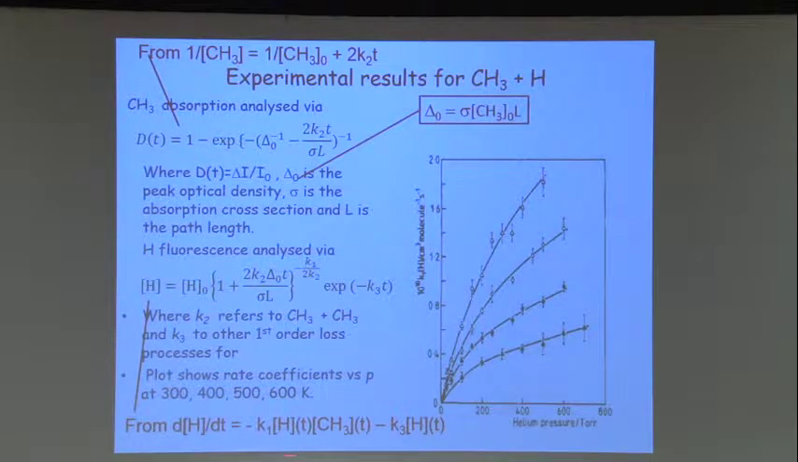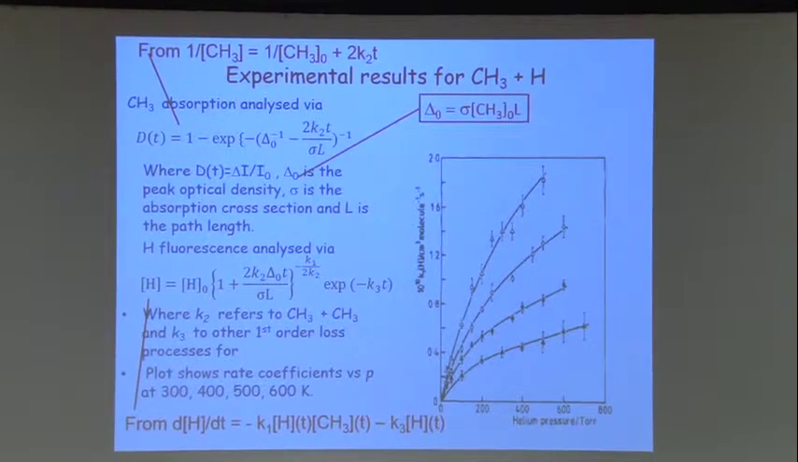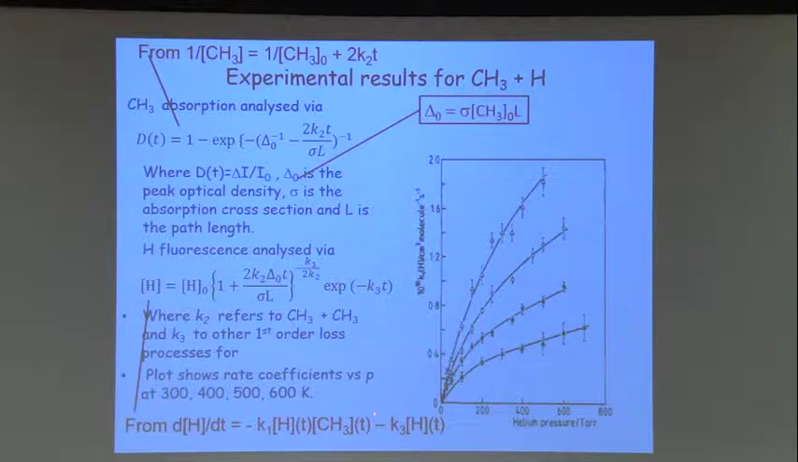So from this equation, integrating this equation, and using the time dependence of CH3, you can get an expression for H, which depends analytically on the amount of CH3 that's there, determined by this quantity delta naught, defined up there. And so it's a fairly difficult experiment to do, but you can get there in the end.